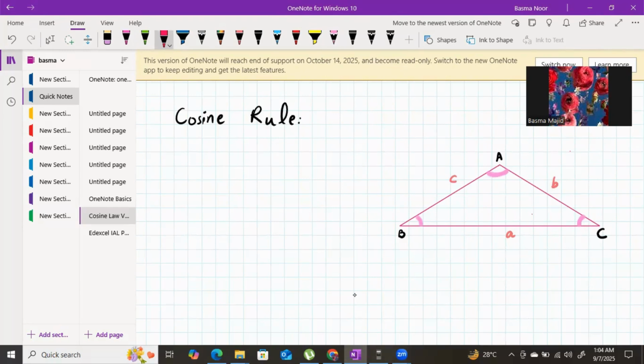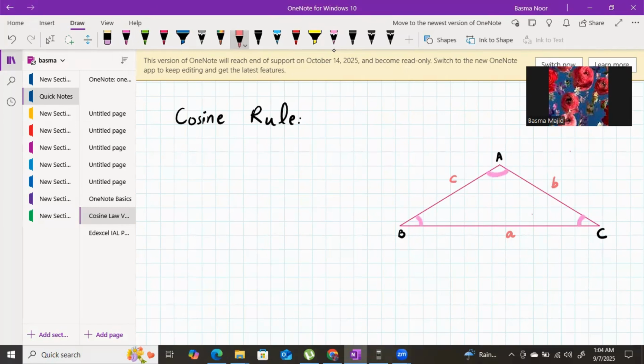When do we use the cosine rule? First of all, the cosine rule is applicable to triangles which are not right-angled. In a right-angled triangle, you can simply apply SOHCAHTOA and the Pythagoras theorem. But what happens when the triangle is not right-angled, and you have to find the missing sides and angles?